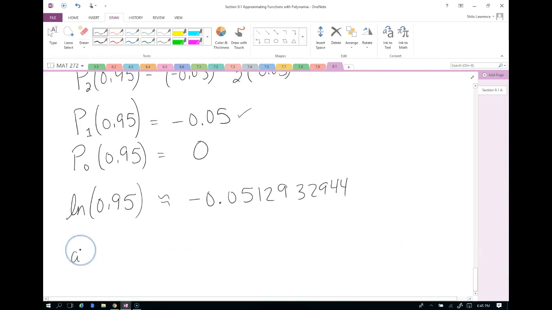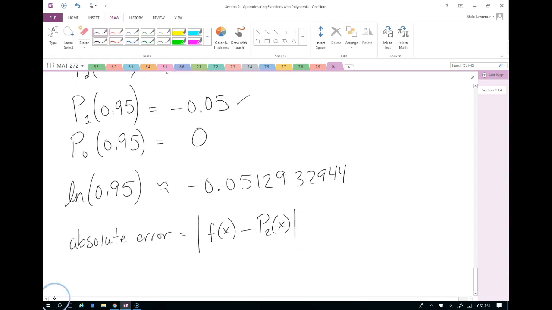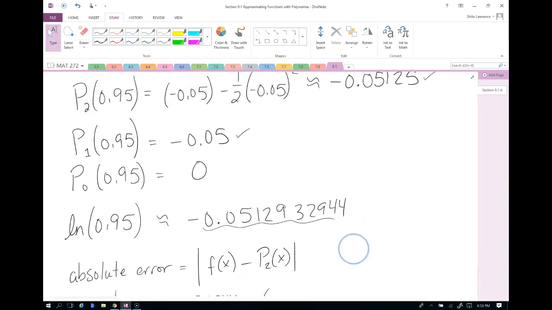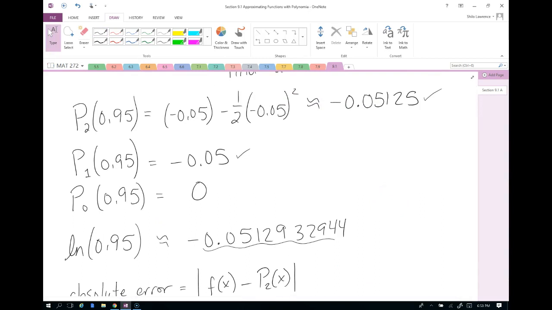But for absolute error, we're going to see exactly how far away we are. This is the functional value minus the polynomial approximation. And we do absolute values around it because we don't care who's bigger and who's smaller. We always want it to come out positive. So we want to compare the original function value that we got using our calculator of negative 0.0512932944 and subtract what we got from our second degree polynomial, which is negative 0.05125.